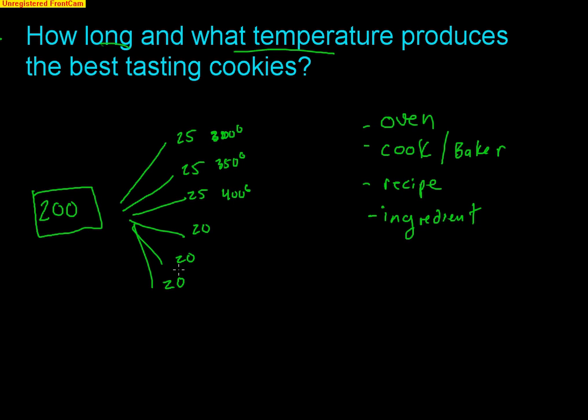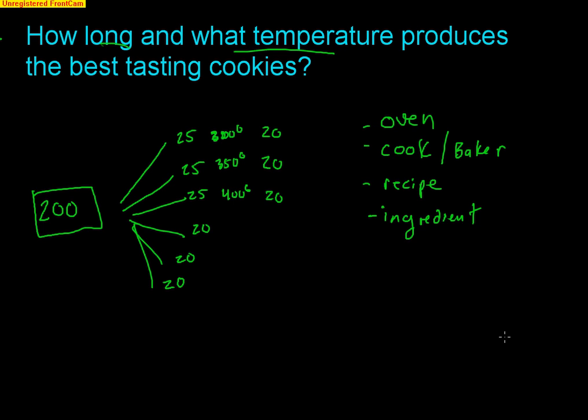I got replication because I got 200 total cookies. That's going to put a lot of cookies into each group. I have replication. I have comparison. I have randomization. How do I have randomization? Well, okay, every cookie gets a number, and I'm going to use a random number generator, and the first 20 cookies are going to go here, the next 20 here, the next 20 here, and so forth. You want your groups to be as similar as possible.